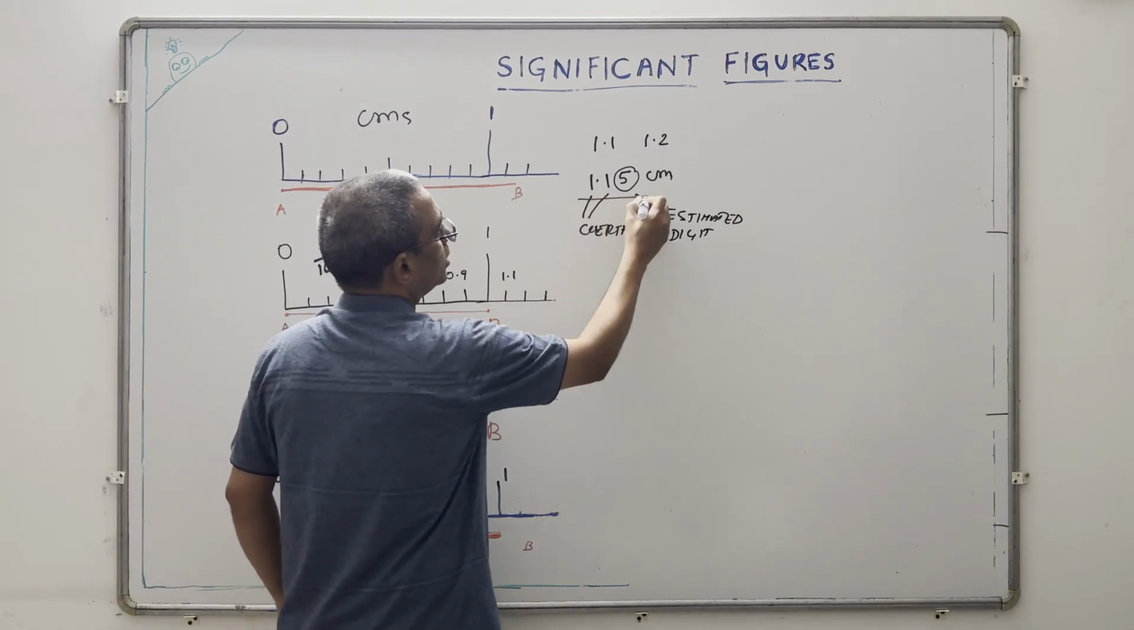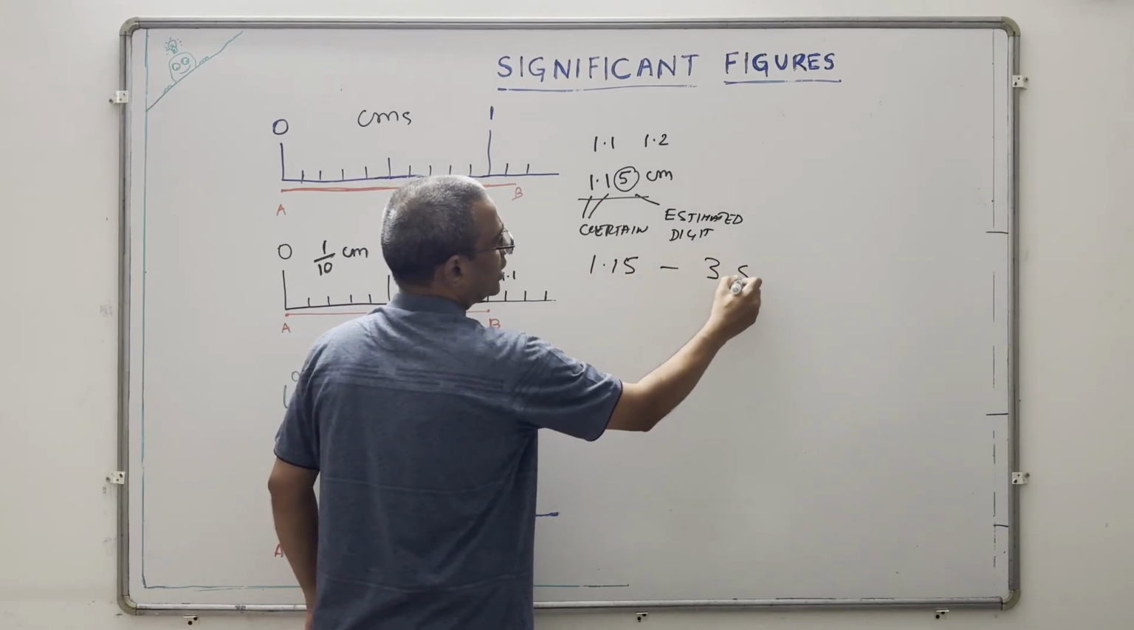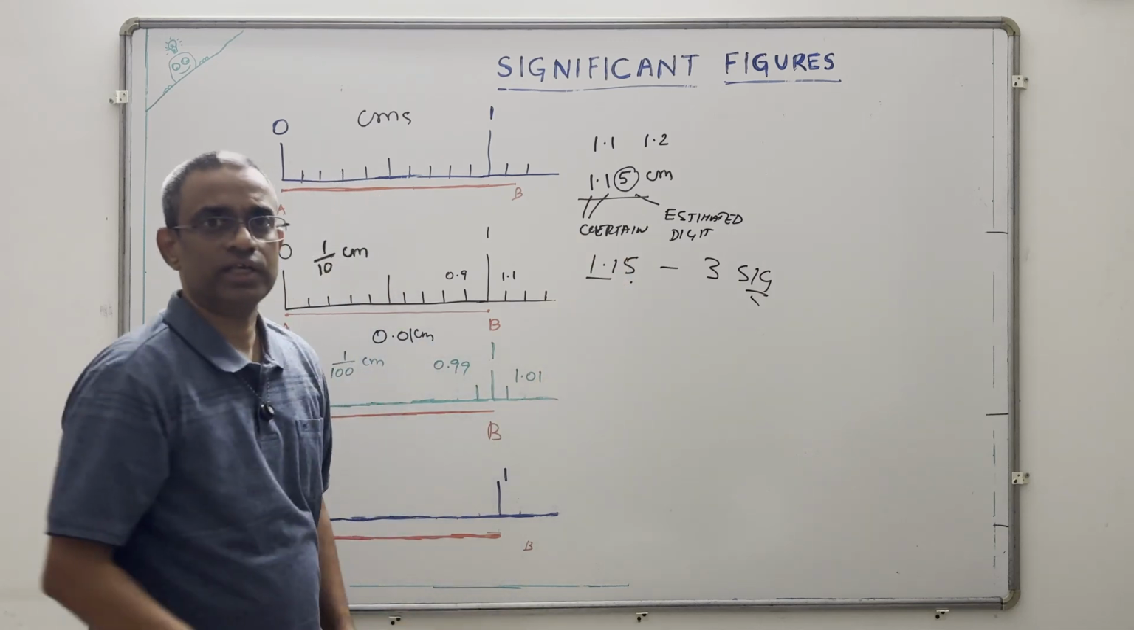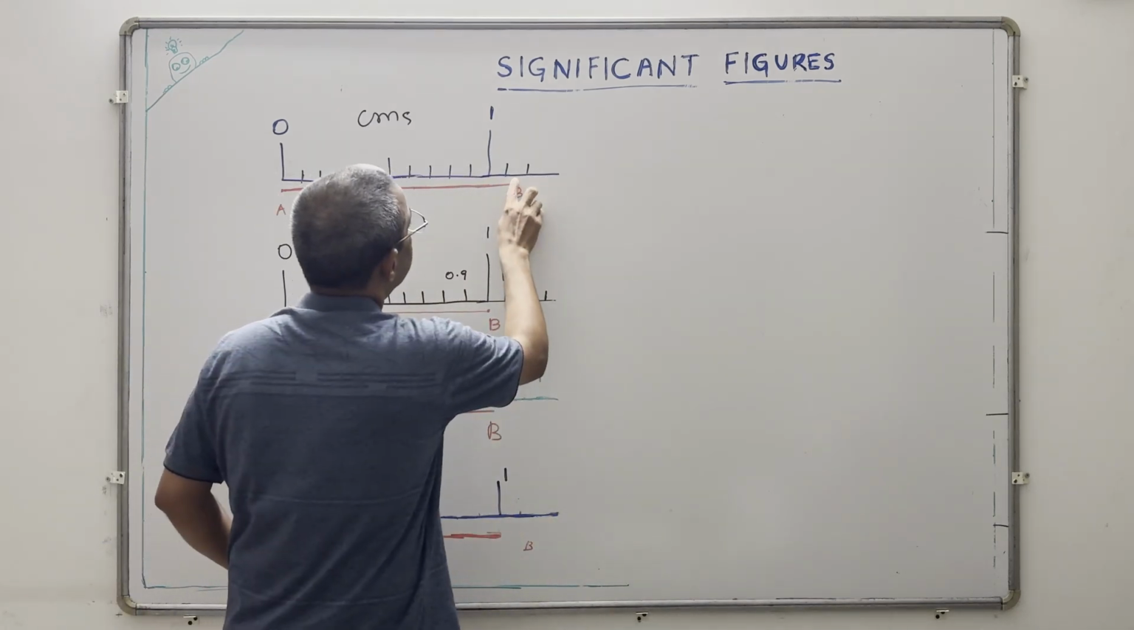So now, 1.15. So we have three significant figures, out of which two are certain and one is estimated. Let's look at another example. This was ending somewhere here.